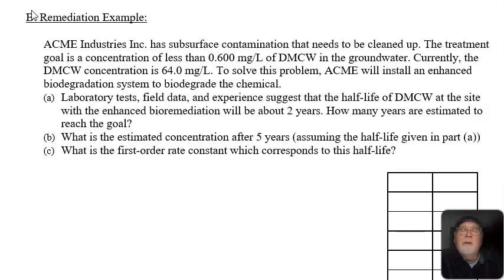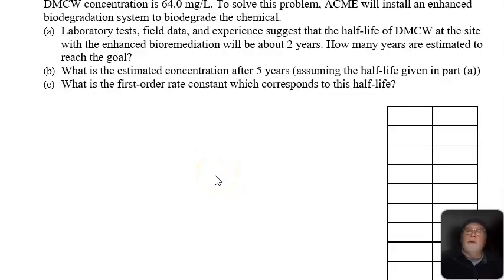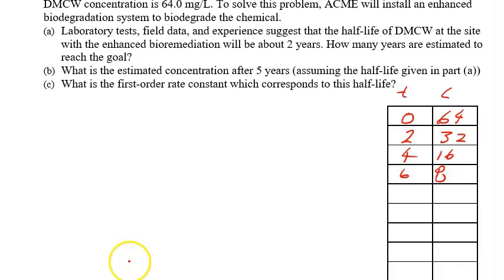How many years are estimated to reach the goal? What is the estimated concentration after 5 years, assuming this half-life? And what is the first order constant that corresponds with this half-life? So we said that at time 0, concentration is 64, and then we have a 2-year half-life. So at 2 years, it's 32. 4 years, it's 16. 6 years, it's 8. And 8 years, it's 4. 12 years, it's 2. How far do we have to go?